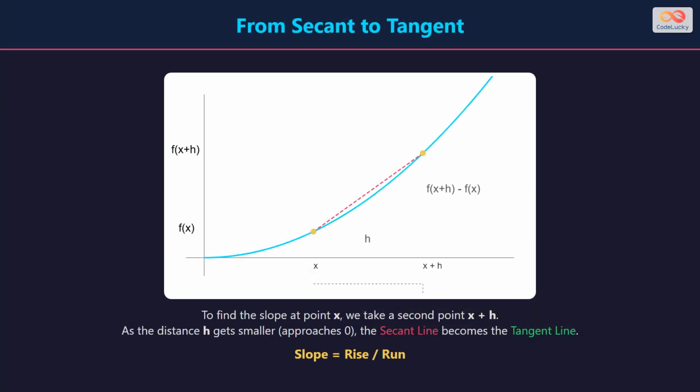Let's visualize this. To find the slope at a point x, we pick a second point nearby at x plus h. The line connecting them is called a secant line. As we make the distance h smaller and smaller, approaching zero, that secant line moves and eventually becomes the tangent line. This limiting process is the key.